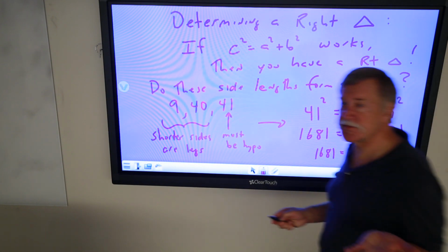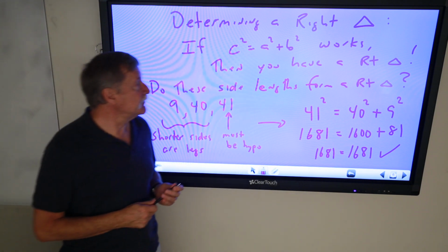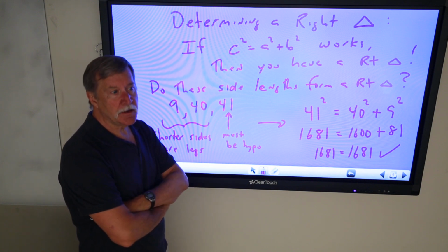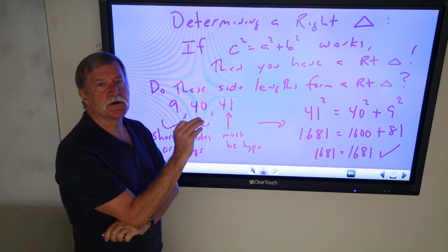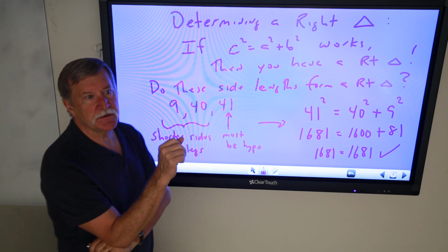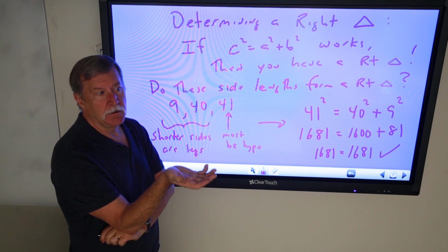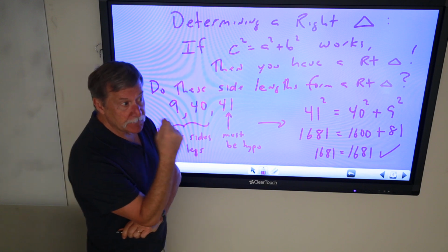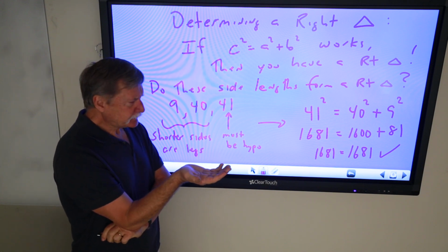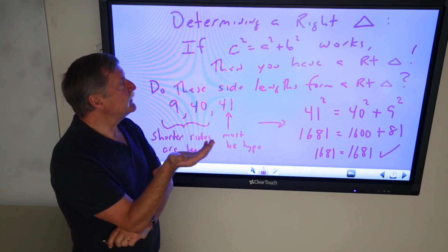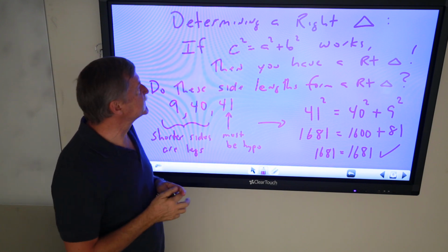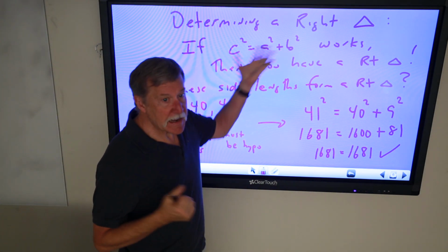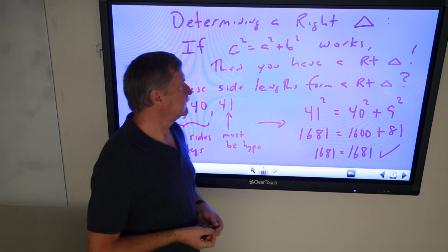Now, another use of the Pythagorean theorem is figuring out whether or not what you're dealing with is a right triangle or not. Remember, a lot of this geometry only works if it's a right triangle. So it's pretty important to understand whether or not it's a right triangle. A lot of times the book gives you that little right triangle symbol. But in real life, you're not going to have that symbol. So to see if you're working with a right triangle, you have to determine that. And basically all it's saying is if c squared equals a squared plus b squared, if that works, then you have a right triangle.